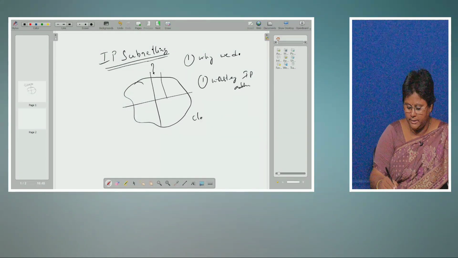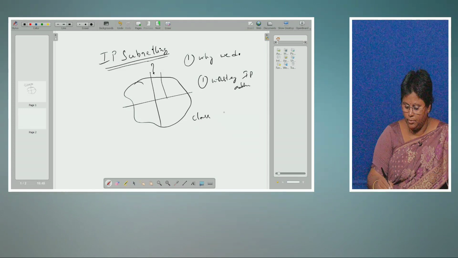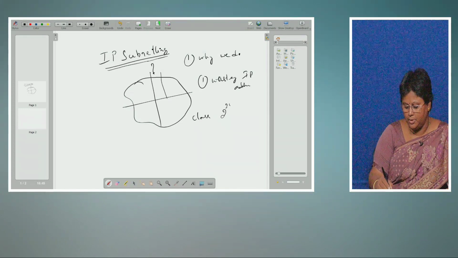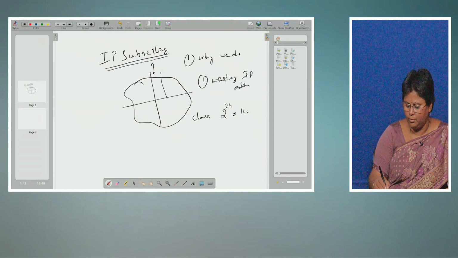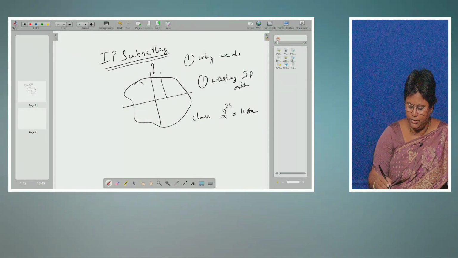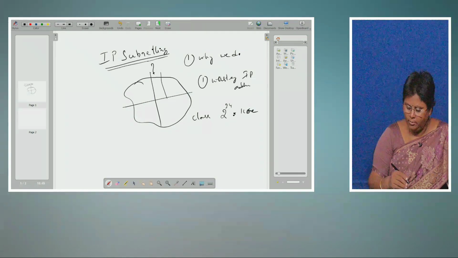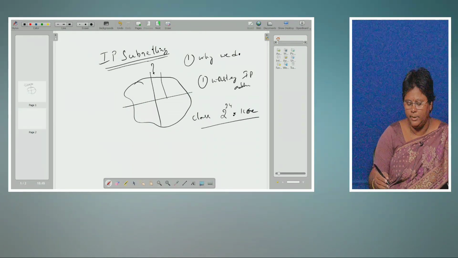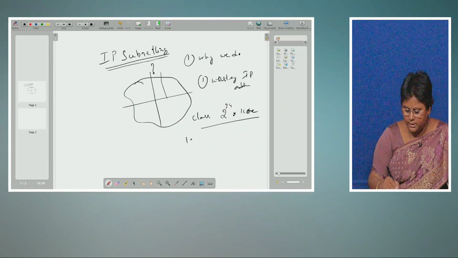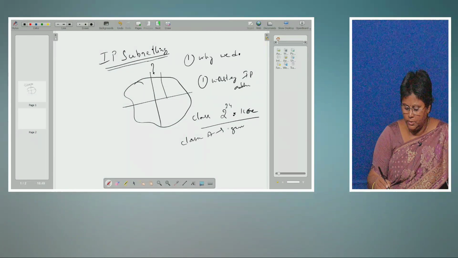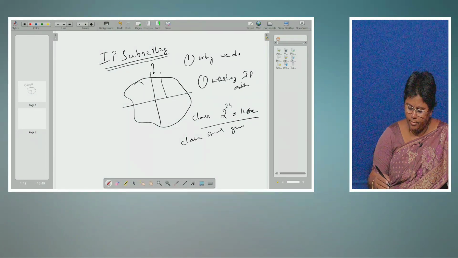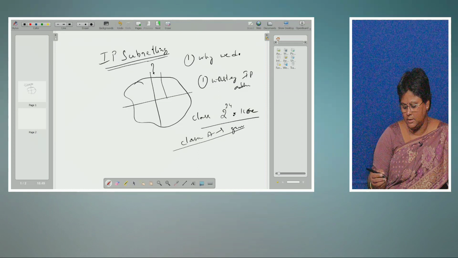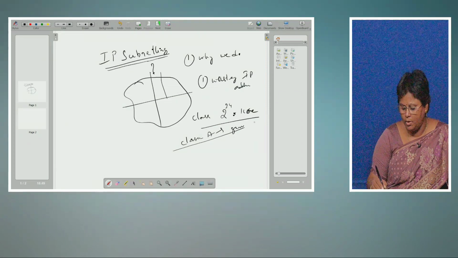If you take a class A address, the total number of hosts is 2 raised to power 24, which is more than 1 crore host devices. If you take any large organization, we may not find this many hosts for one class A address to be given to it. So all the remaining host addresses in that class A address will be wasted.